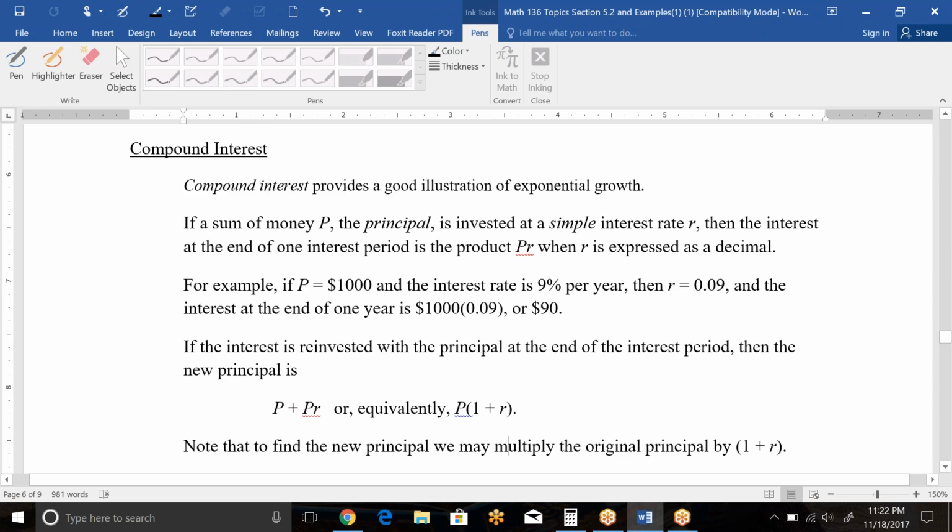So compound interest is the other application, and it's a good explanation of what growth looks like. So principal is the money that you put in.